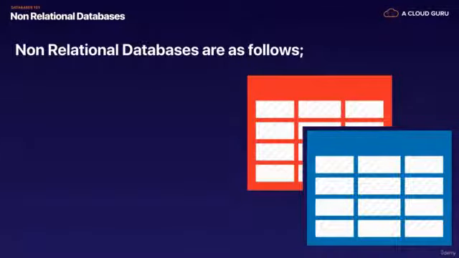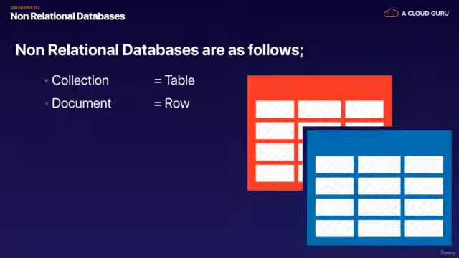Non-relational databases are probably something you may or may not be familiar with. I certainly wasn't familiar with them until around 2008, 2009. But they basically consist of a collection, and a collection is just a table. And inside the collection, you have documents, and your document is simply a row. And then you have key value pairs, and these are basically your fields or columns.